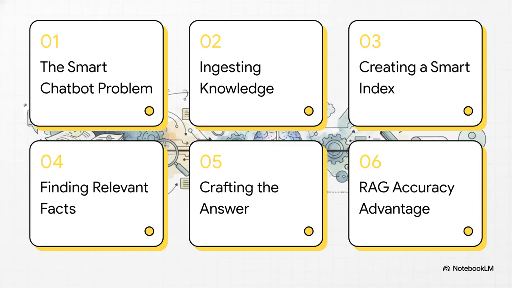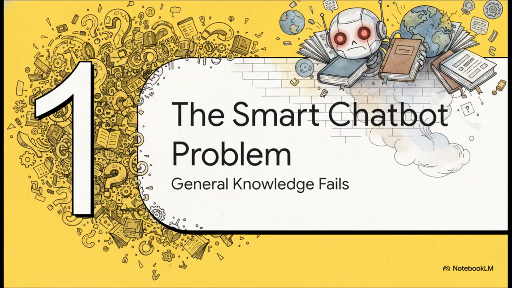First, we'll look at the smart chatbot problem. Then we'll walk through the key steps: ingesting knowledge, creating a smart index, finding the facts, and then crafting the answer. And we'll wrap it all up by showing you why this method, the RAG pipeline, has such a huge accuracy advantage. Okay, let's kick things off with Section 1, the smart chatbot problem.